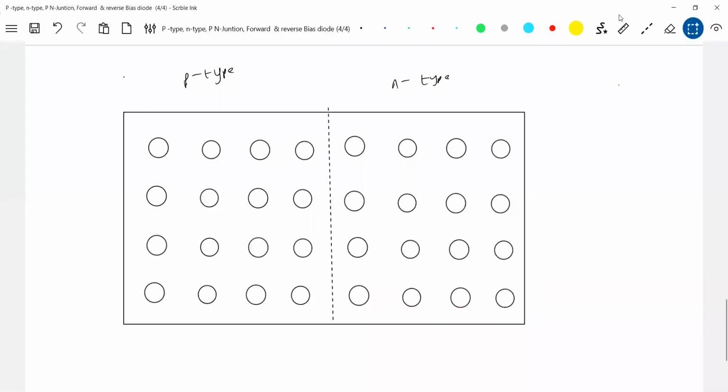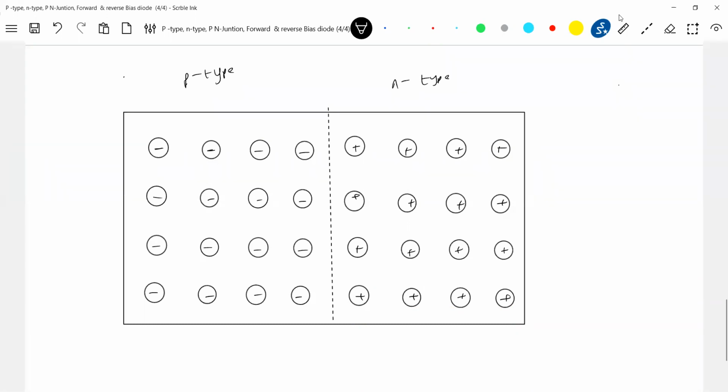Okay, there's a p type. So here shall we put a negative sign? We are not going to show the silicon. Okay, that is what you have to notice here. Only donor ions and acceptor ions will be visible for us. Silicon atoms, we are not going to show them.